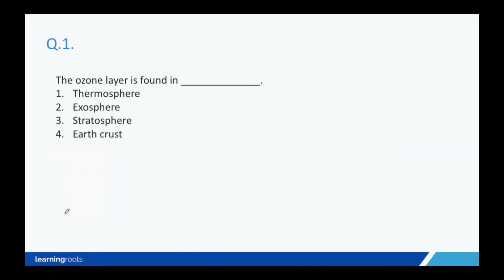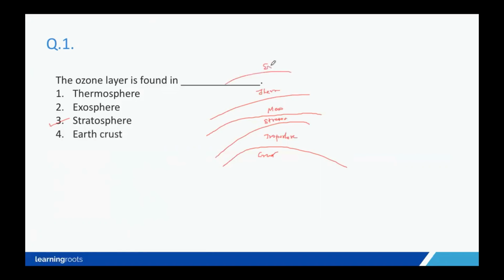The ozone layer is found in, the answer for this is the stratosphere, right? So if you remember your school geography, if this is the crust, then the upper layer above the crust will be the troposphere. Then you have the stratosphere, then the mesosphere, then the thermosphere, and then finally the exosphere, right? The exosphere is the last layer of the atmosphere, whereas the troposphere is the first layer. The ozone layer is present in the stratosphere. So that's why 3 is the answer in this case, right?